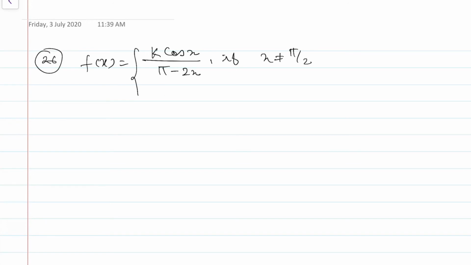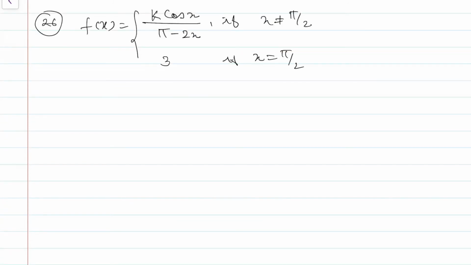Find the value of k so that the function f(x) is continuous at the indicated point in exercises 26 to 29. We'll solve 26 only. f(x) is equal to k cos x divided by (pi minus 2x) if x is not equal to pi by 2, and f(x) is equal to 3 if x is equal to pi by 2. Now we have to find the value of k.